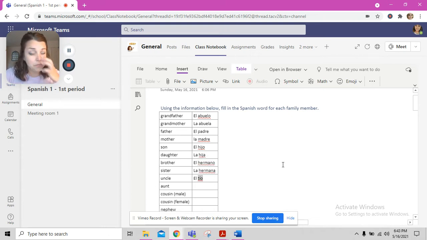So what I'm going to do is, since I know that inserting a symbol takes a lot more clicks than copying and pasting, I'm going to copy the word tío. So I'm going to double click and highlight really quickly. Control C to copy. And for auntie, I'm going to type la, and I'm going to paste tío, take off the O, and put an A instead. So el tío and la tía are uncle and aunt.